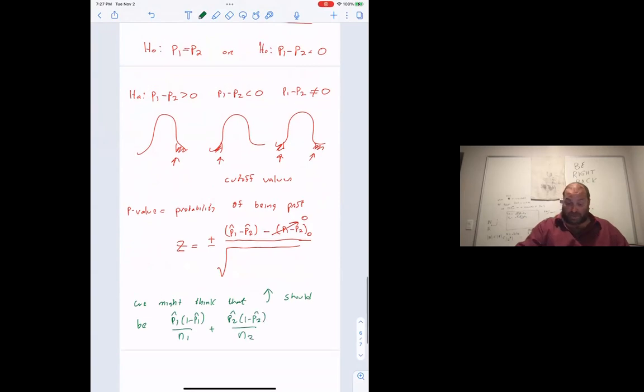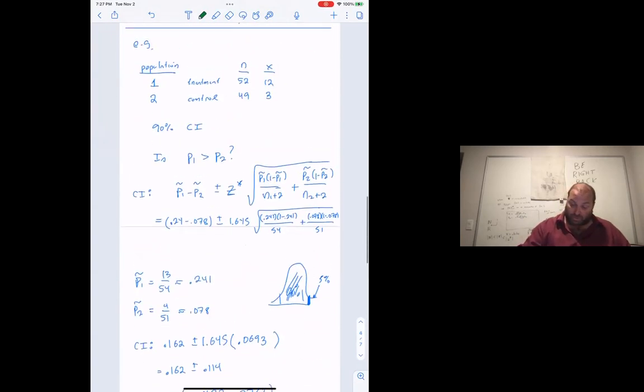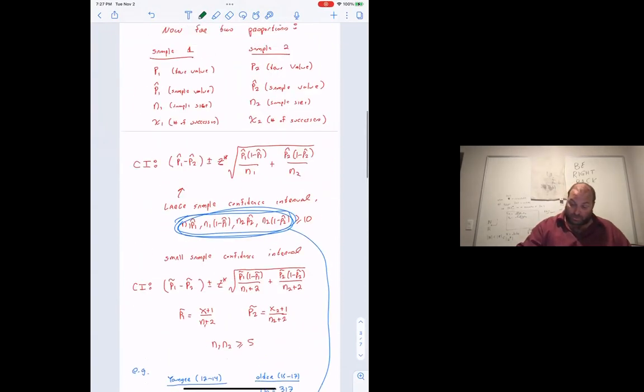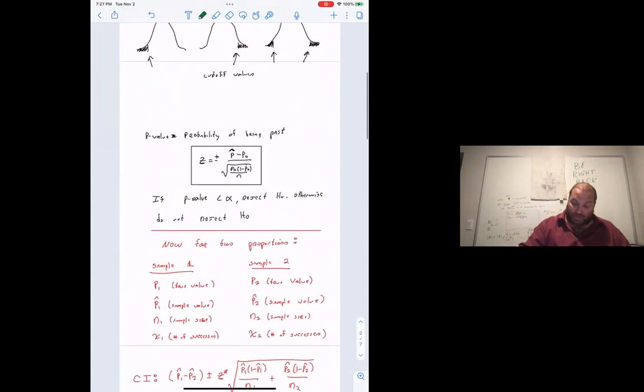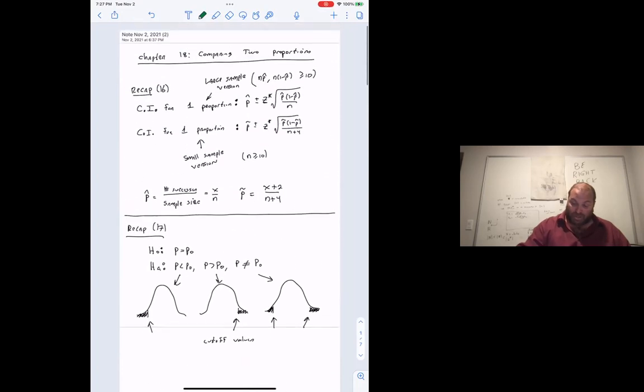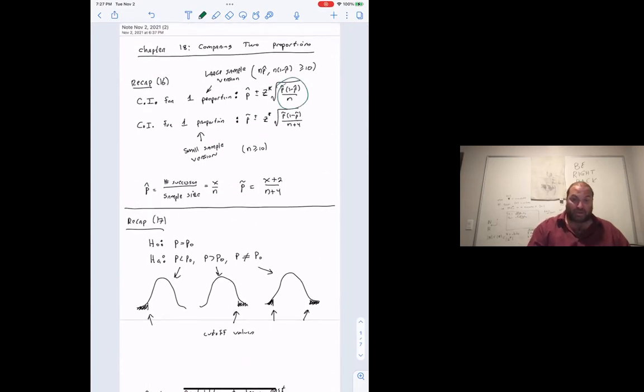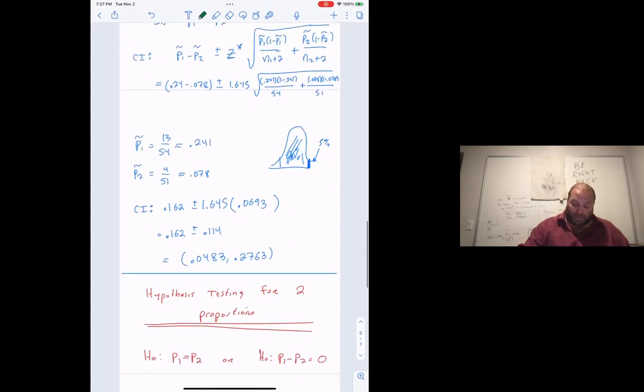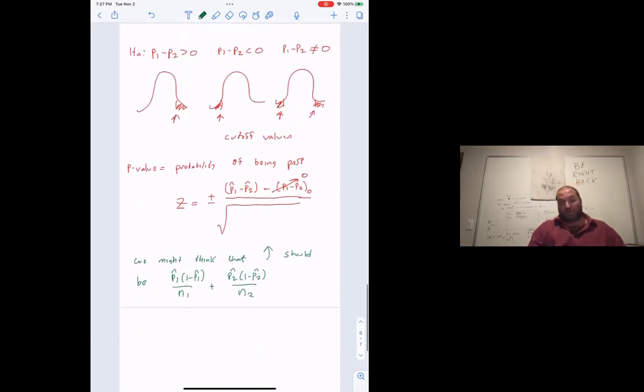Like if you look back here to the confidence intervals, what was my denominator? The square root of p hat (1 minus p hat) over n, which is exactly the same thing as I had in my confidence interval. But there's something we have here that we didn't have in the other examples. And that's the idea that according to the null hypothesis, p1 and p2 are really the same.